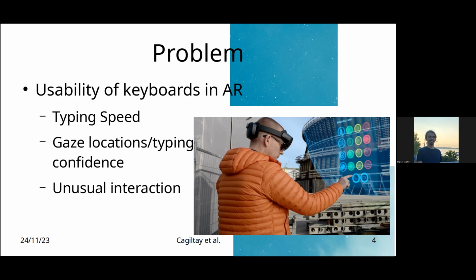To explore how these aspects are affected, it's important to do user studies and explore how their typing patterns are affected to better understand and design interfaces. To this end, the major aspects to explore are the typing speeds and the gaze locations of users.